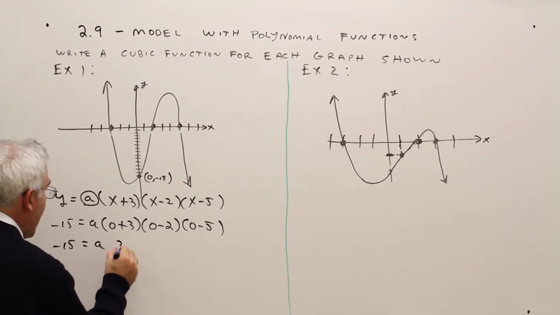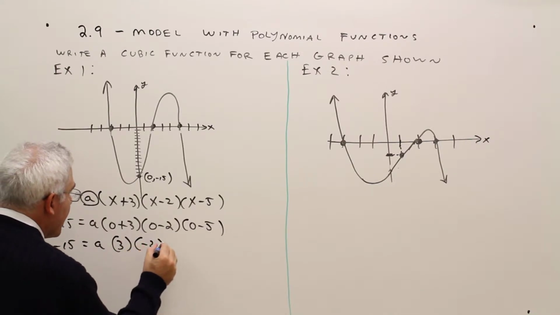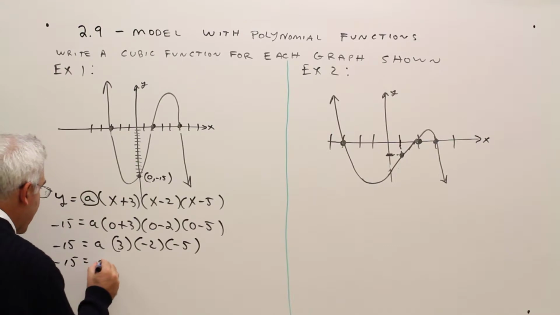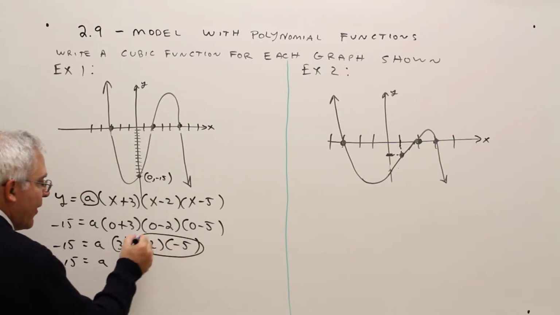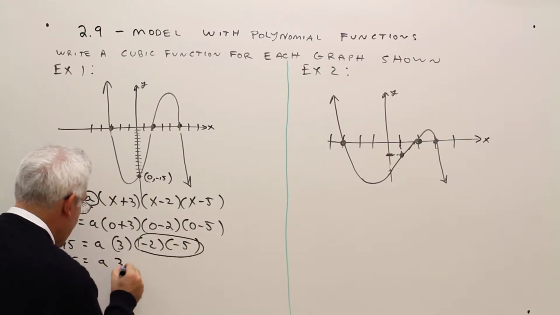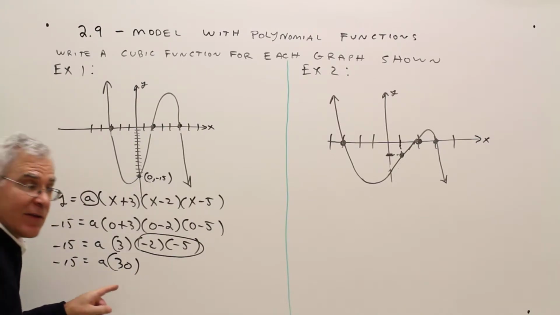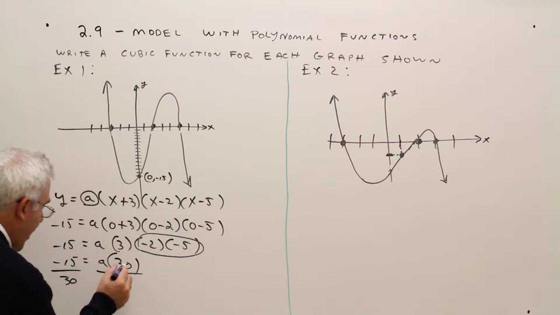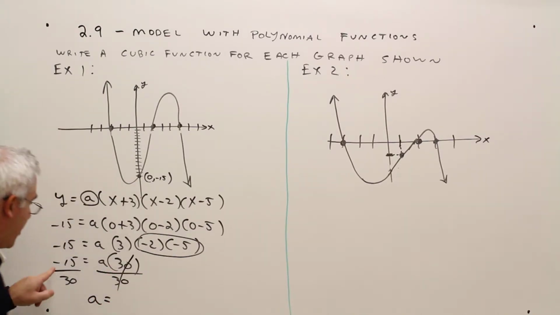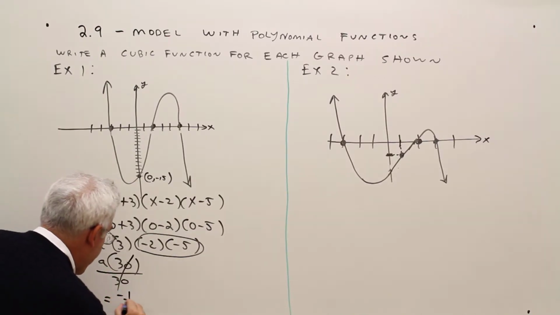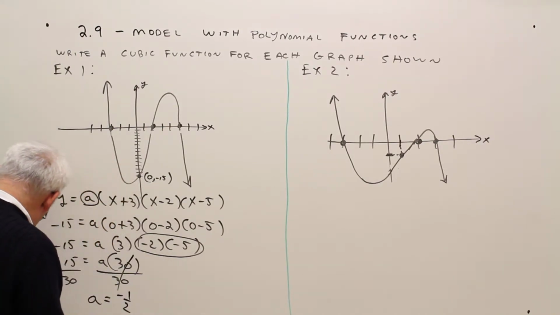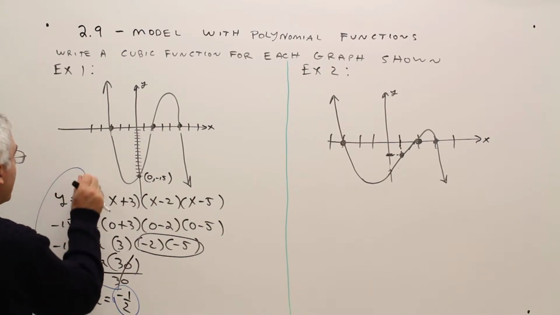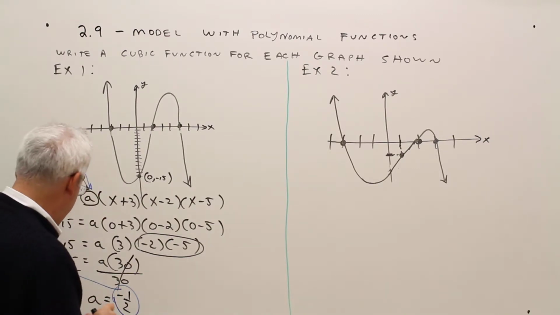-15 equals a times 3 times -2 times -5. -15 equals a. That's a 10, so that's a 30. Divide each side by 30. And I'll get a to equal -1/2. Again, don't stop there. Once you get a to be -1/2, insert that and rewrite the function.